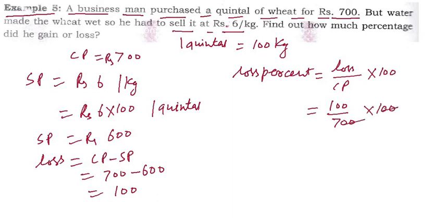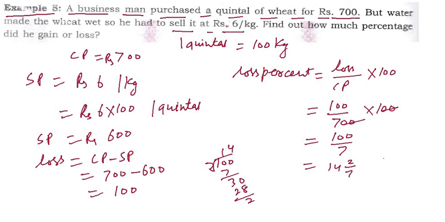So 0 will be cancelled with double 0. So we get 100 upon 7. So you can divide this one. 100 divided by 7. 7 ones are 7, 3, 0, 7 fours are 28 and here is 2. So you can write here 14 and 2 by 7%. So that one is your answer.